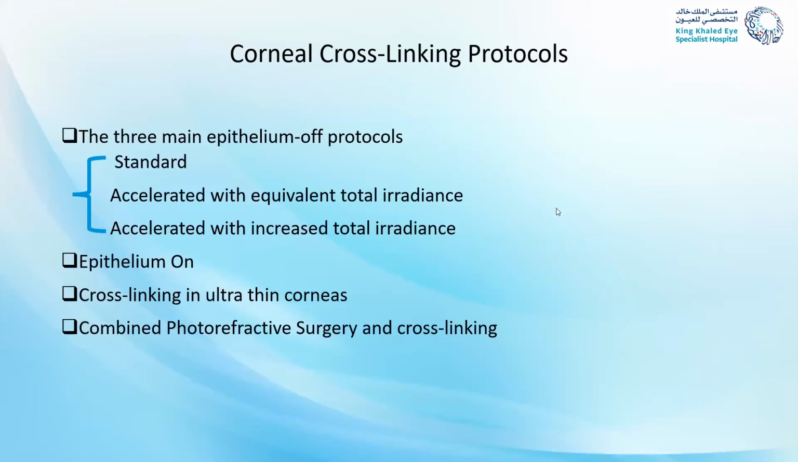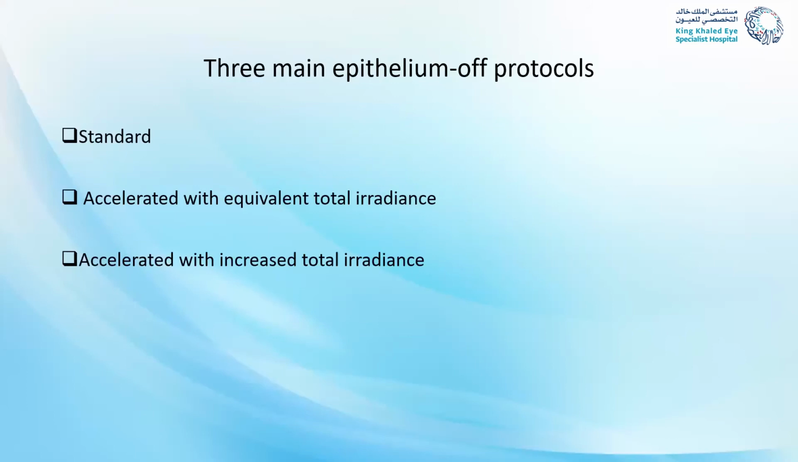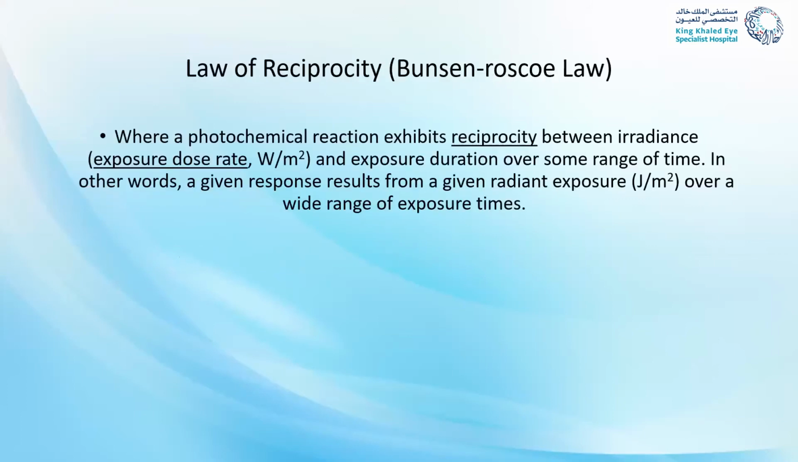In the epithelium off protocols, the reason these accelerated ways of cross-linking the cornea have been studied and utilized is because of something called the law of reciprocity, the Bunsen-Roscoe law. It talks about a photochemical reaction, where there is some form of reciprocity between the irradiance and the exposure duration over a range of time. So if you have a low dose of irradiance used over a long time, the result should be equal to having a higher irradiance with a shorter time. This is what the law of reciprocity is talking about.